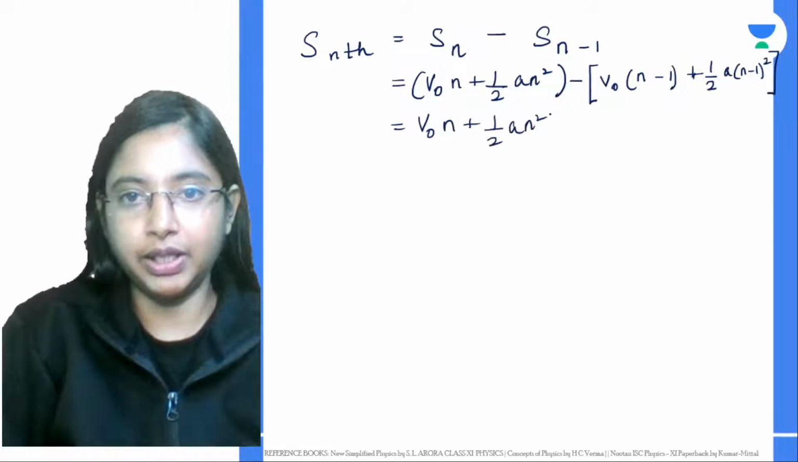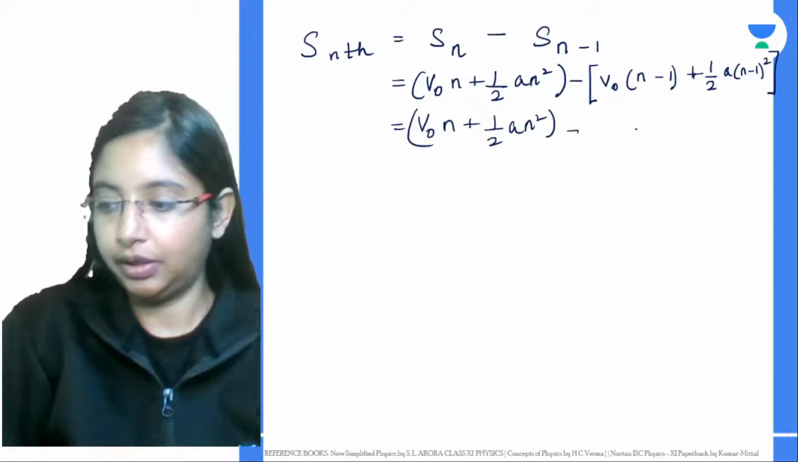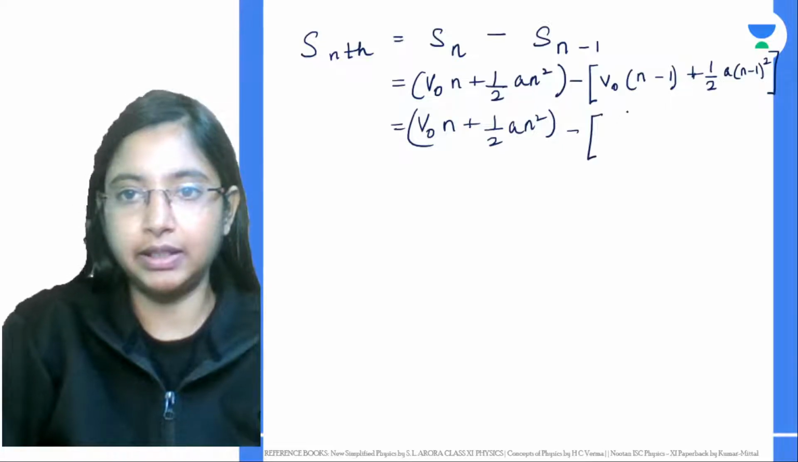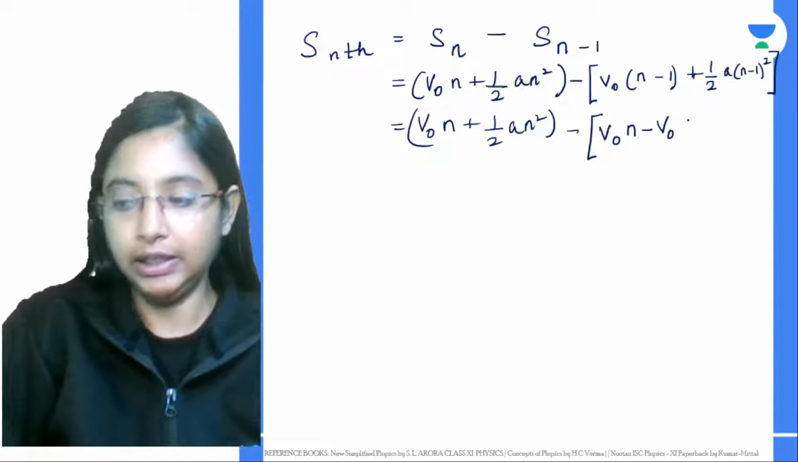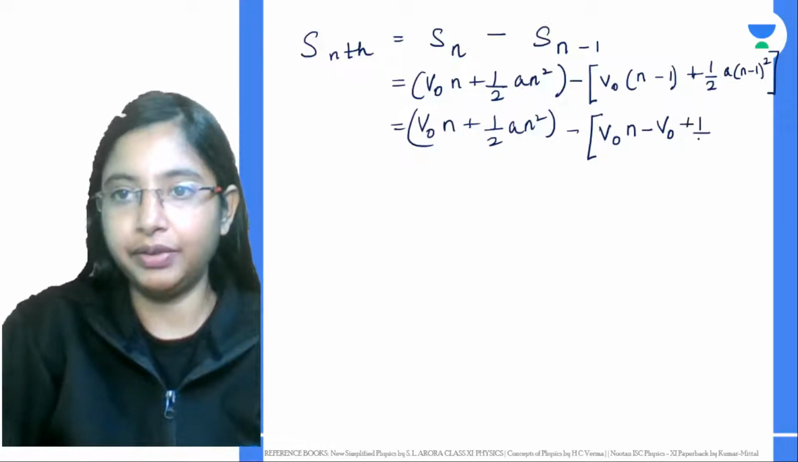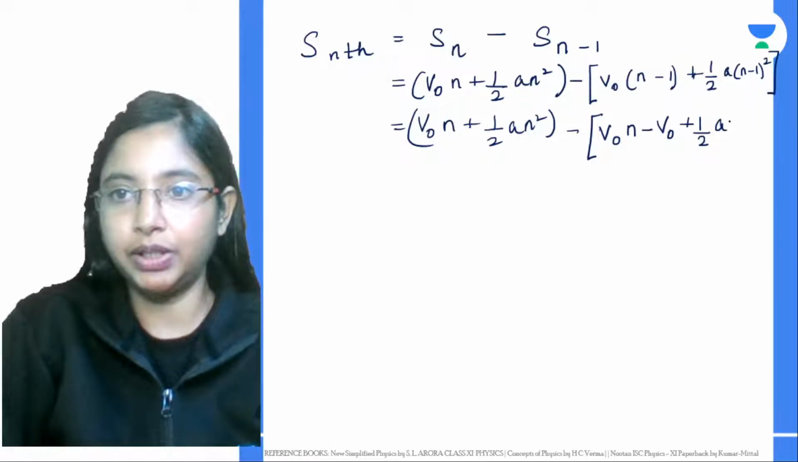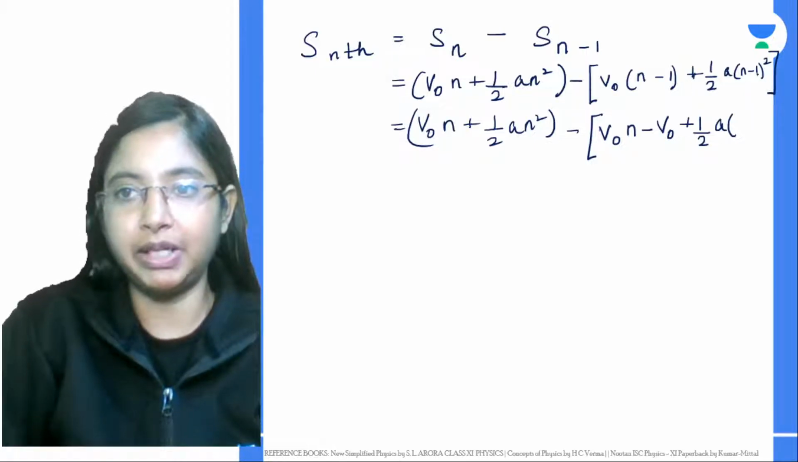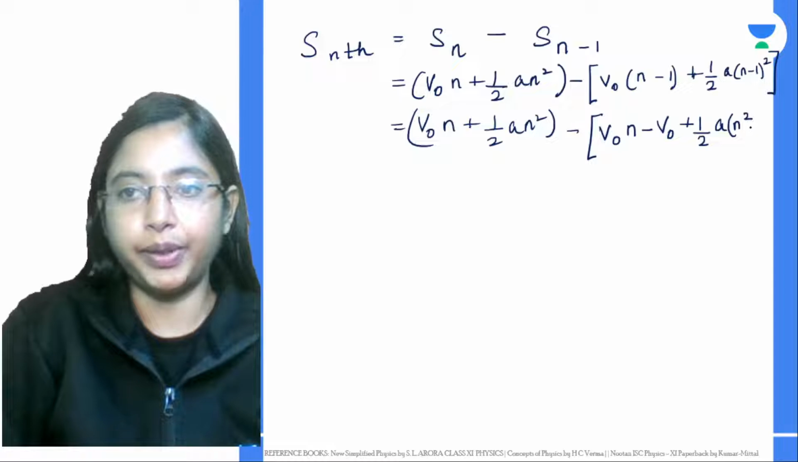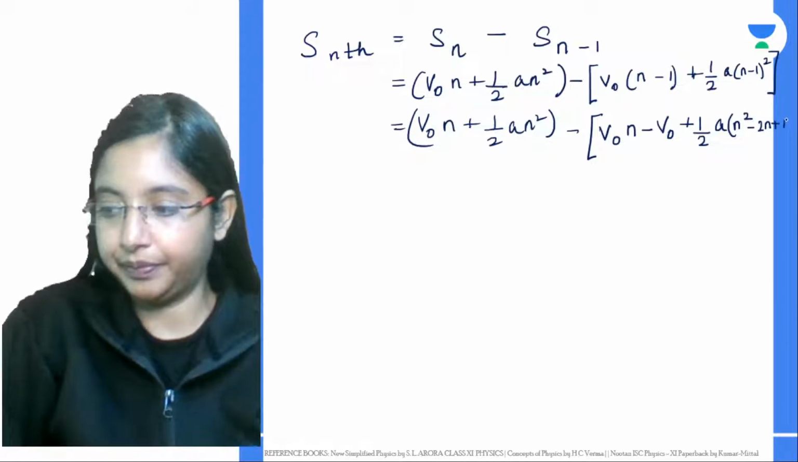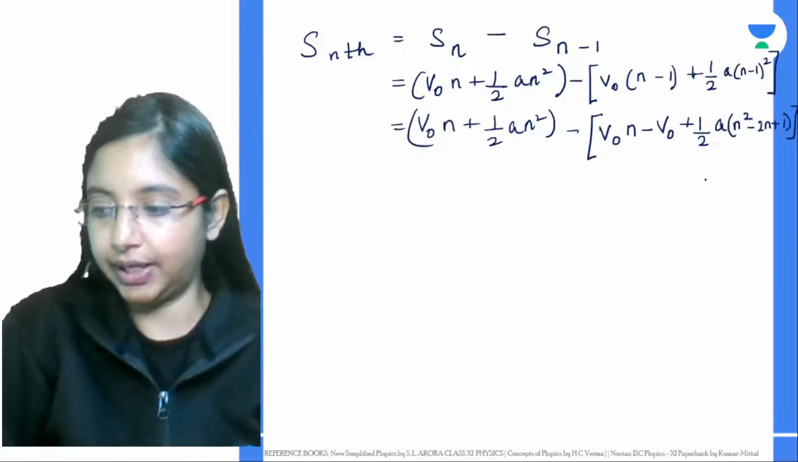Let's reduce the other one. Here we have, let's take this v naught inside, v naught into n minus v naught, plus half into a into n minus 1 the whole square. This is similar to a minus b the whole square, so this is n square minus 2n plus 1. It will be this value.